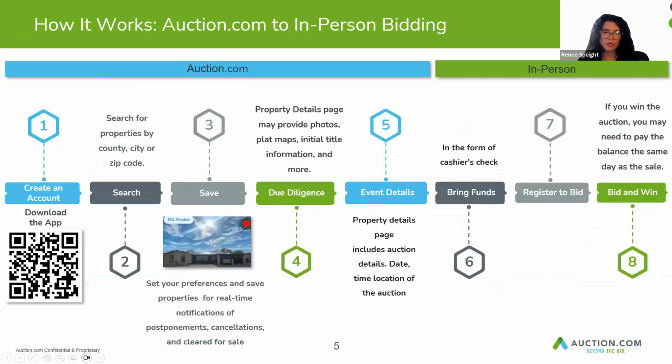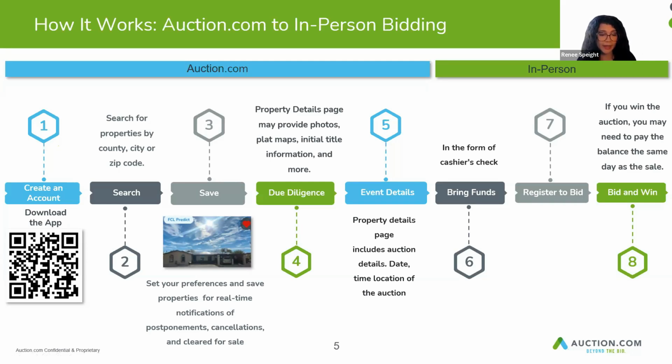Now let's go through the step-by-step process for participating in foreclosure auctions using auction.com, all the way through to in-person bidding. Step one, create an account. First, you'll need to create an account on auction.com, and you can do this by visiting our website or downloading the app using that QR code shown here on the bottom left. This will allow you to browse available properties and set up notifications.